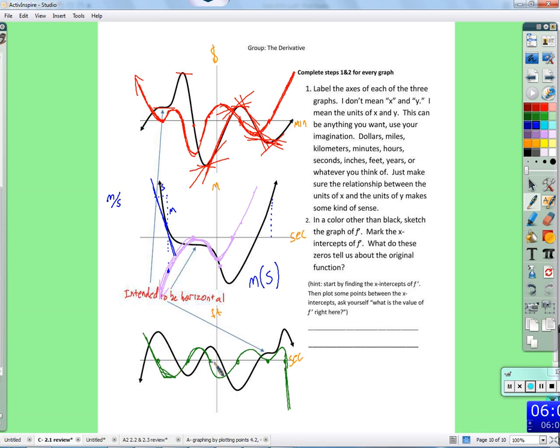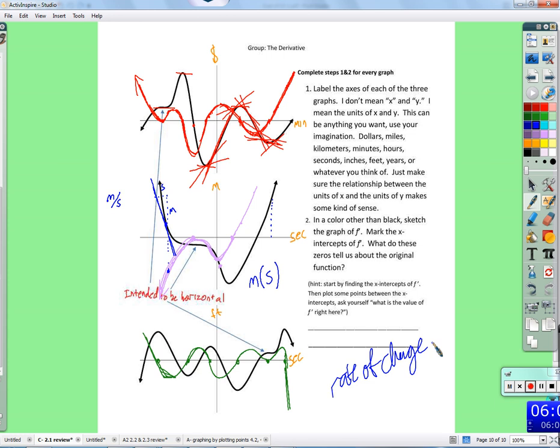If I put in x is, say, 4, and y is negative 3, let's say, that means at 4 seconds I am negative 3 feet away from some reference point. But then the value of the derivative tells me that I'm moving in a negative direction. It tells me the rate of change. Rate of change of y versus x.